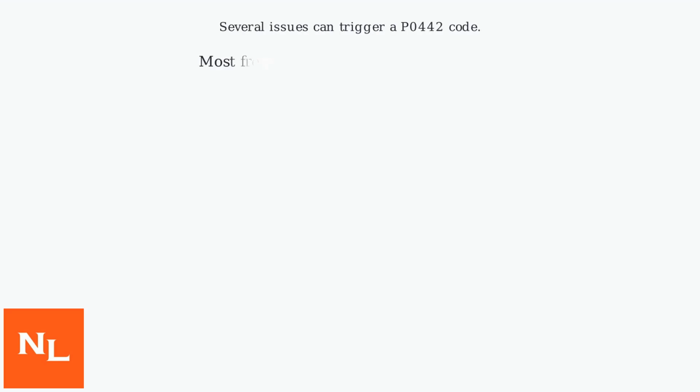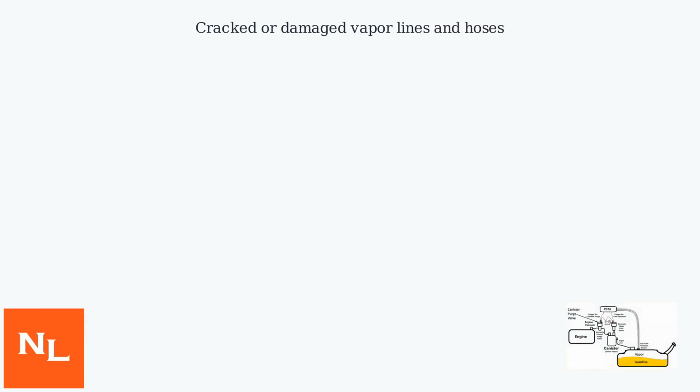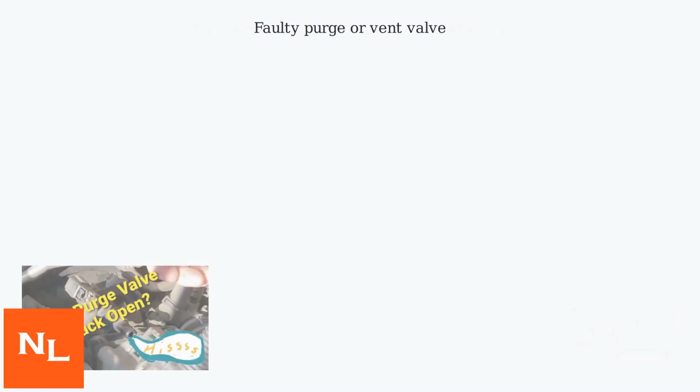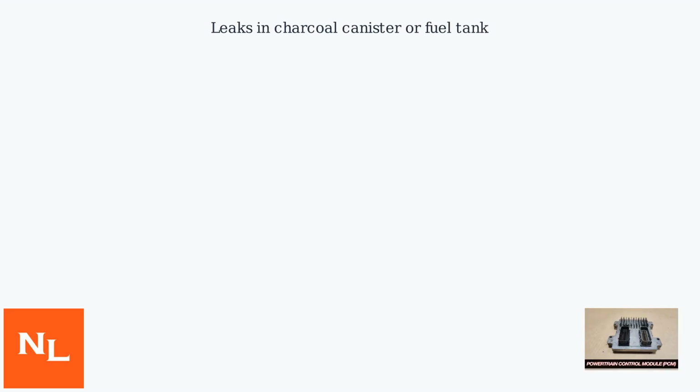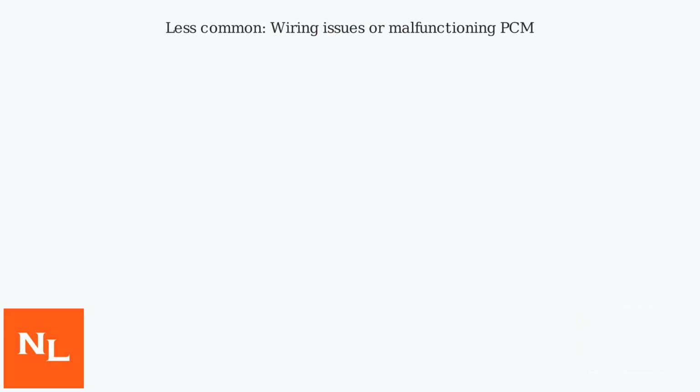Several issues can trigger a P0442 code. The most frequent cause is a loose or damaged gas cap. Other potential causes include cracked or damaged vapor lines and hoses. A faulty purge or vent valve can also trigger the code. Leaks in the charcoal canister or fuel tank are possible causes. Less common causes include wiring issues or a malfunctioning PCM.